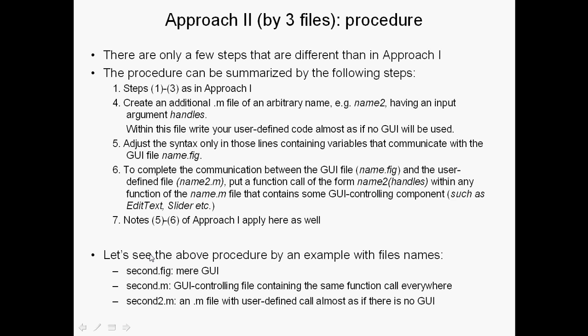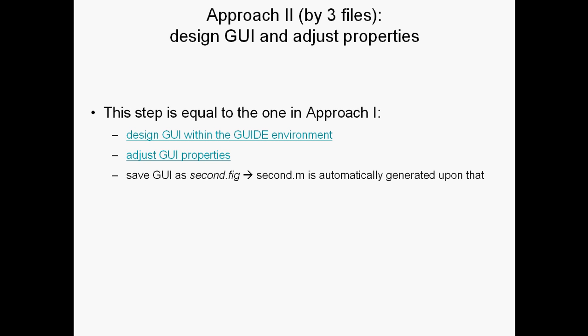So the best way to explain this is by another example, and so let's show and discuss another example that we now call second, which will contain 3 files: second.fig with merely a GUI file, second.m that contains GUI controlling functions, and second2.m, which is another M file that contains user-defined coding and call almost as if no GUI was there, was planned for that. Okay, so let's see it.